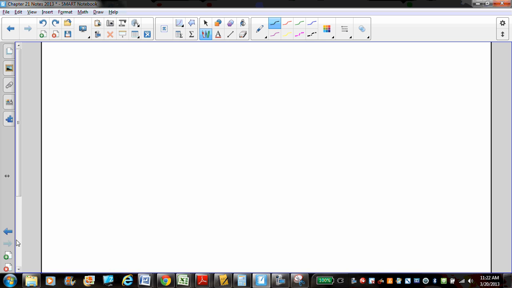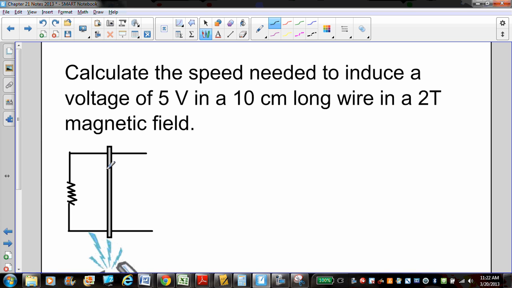Let's take a look at a sample problem. Calculate the speed needed to induce a voltage of 5 volts in a 10 centimeter long wire in a 2 Tesla magnetic field.